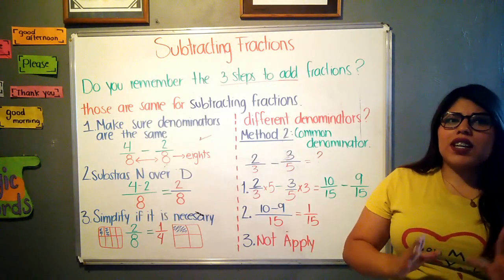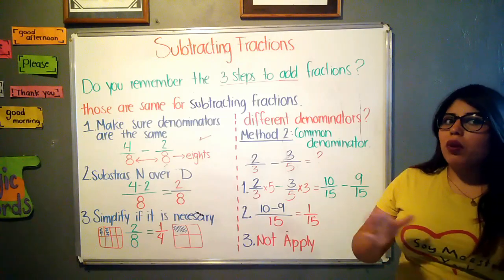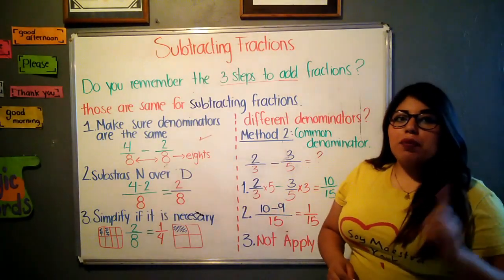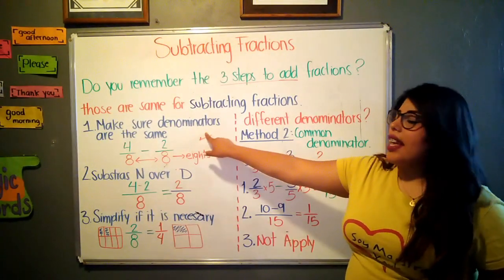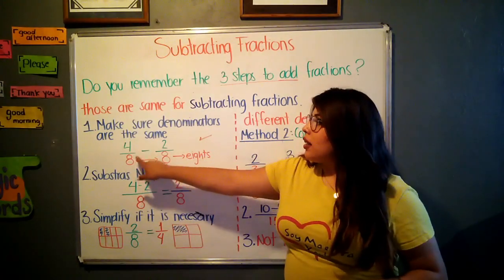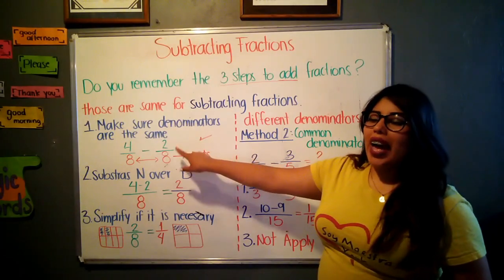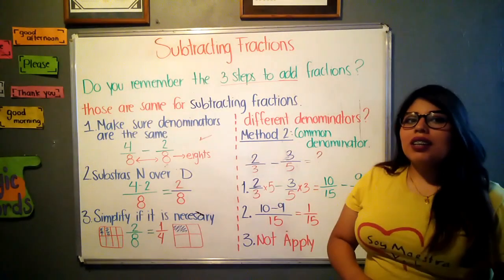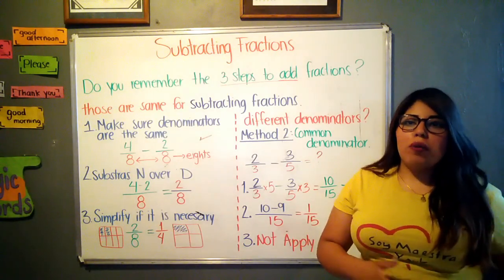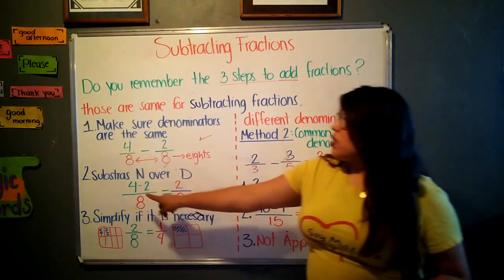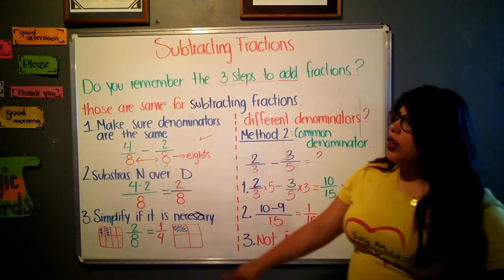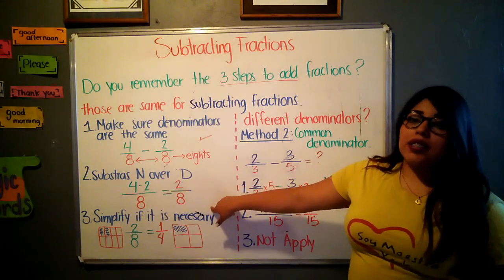The difference here is that the math symbol is the minus. Here, minus. So step number 1, make sure the denominators are the same. 4 eighths minus 2 eighths. Step number 2, subtract numerators over denominators. So 4 minus 2 eighths is equal to 2 eighths.